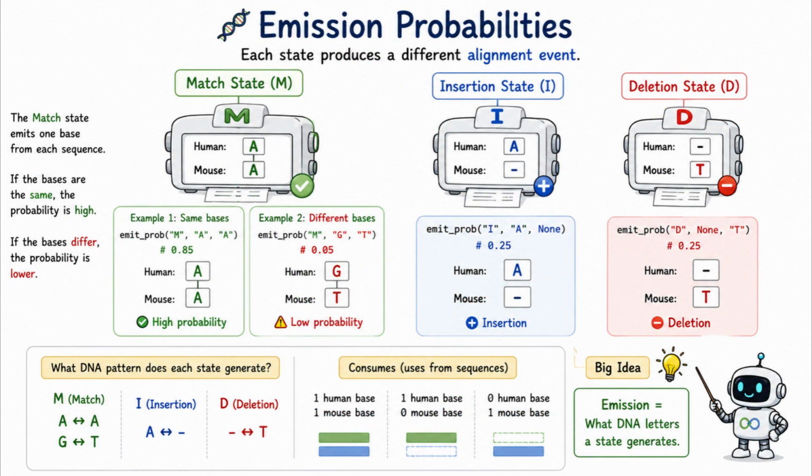The match state emits one base from each sequence. If the bases are the same, the probability is high. If the bases differ, the probability is lower. The insertion state emits a human base and a gap. The deletion state emits a mouse base and a gap.